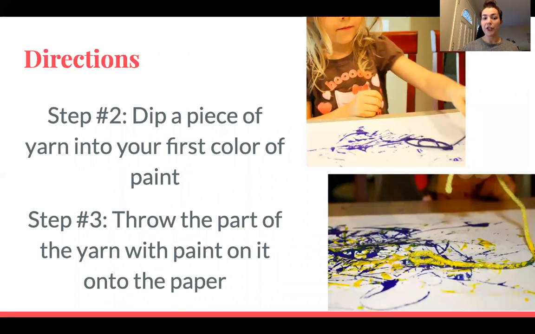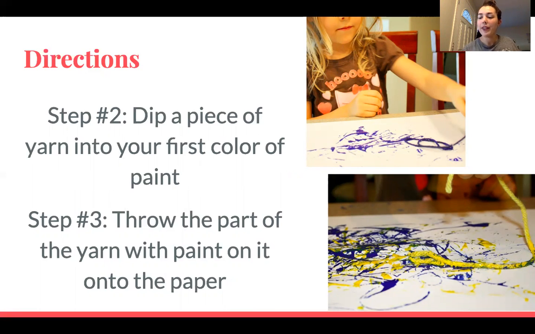So what you're going to do is take your first piece of yarn and pick the first color. Let's say like these friends in this picture, they have yellow and blue. So you take your first yarn and you say, I want to use blue first. You stick your yarn into the blue paint, stir it around a little bit, and then you pick it up, hold on to one side of the yarn, and toss the other side down onto the paper.